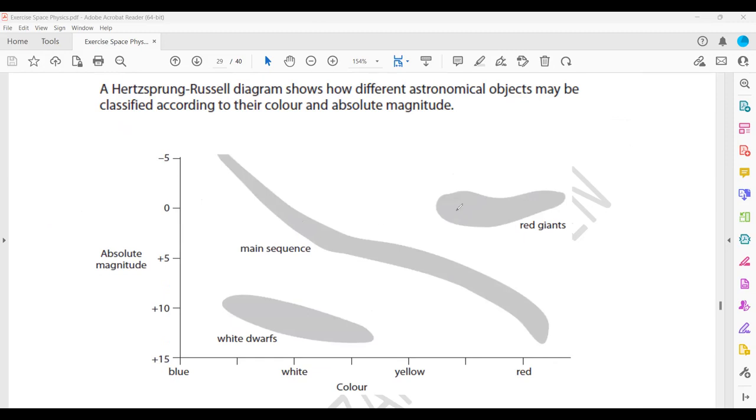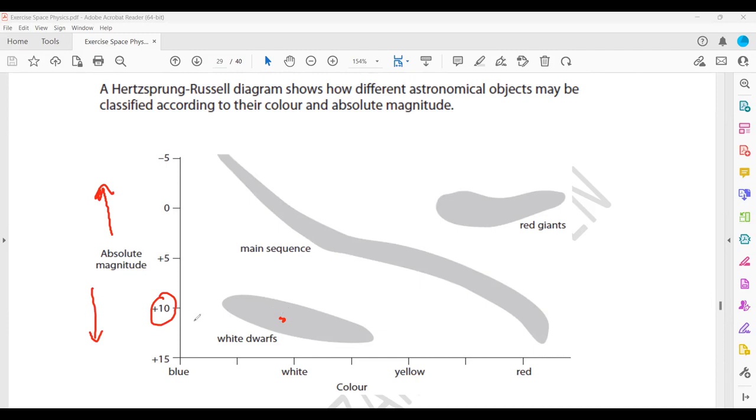When we compare, the absolute magnitude is 15, 10, 5, 0, and -5. This refers to the brightness of a star. A more negative value means it is much brighter, and a more positive value means less bright, because it's a comparison. When we say +10, what does it mean? The sun is 10 times brighter than this white dwarf. The absolute magnitude is a comparison of how much brighter the star is.